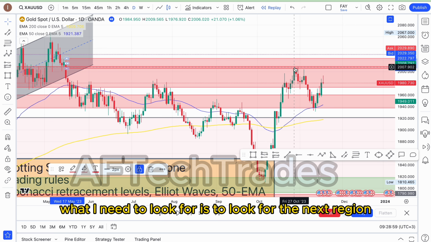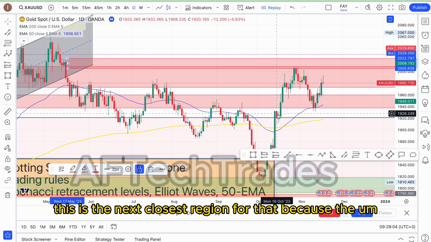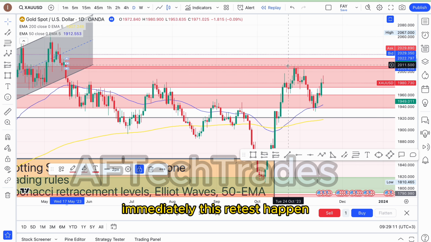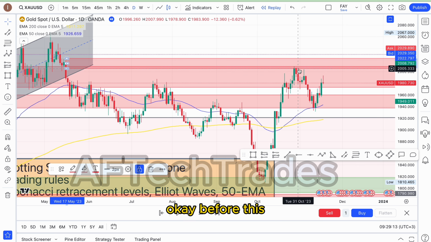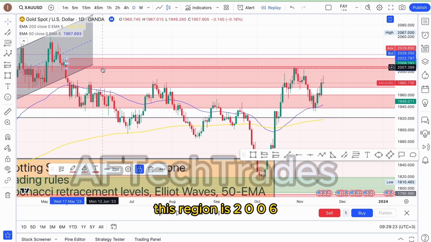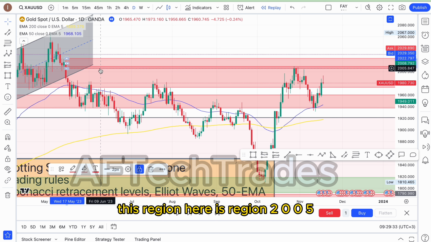With this retest, what I need to look for is the next region. This is the next closest region. Immediately this retest happened, what happened here is that after I set this region, it is 2006. If you check by the side, you see 2004, 2001. This region here is region 2005.